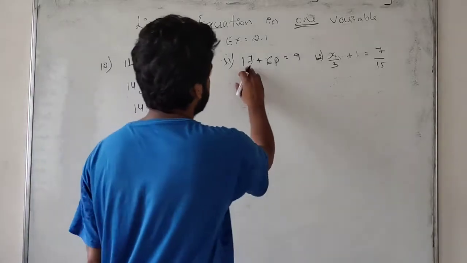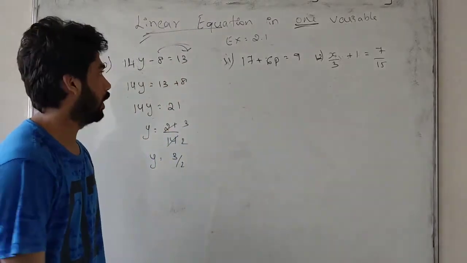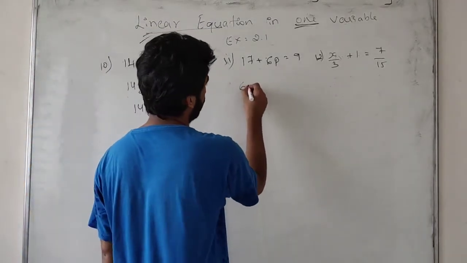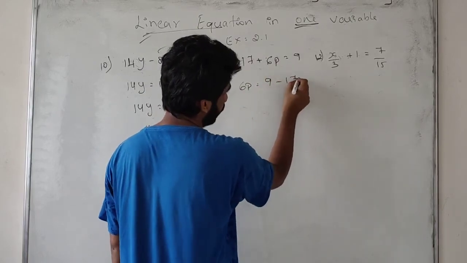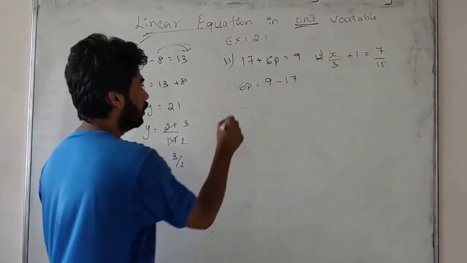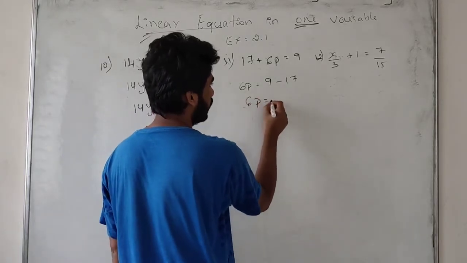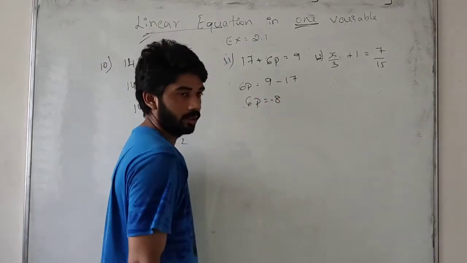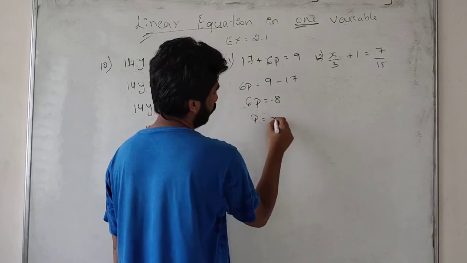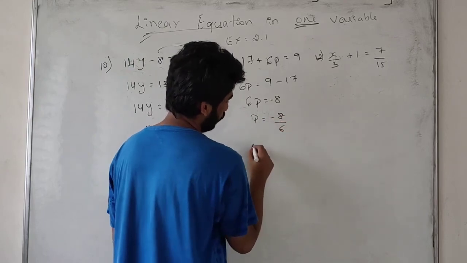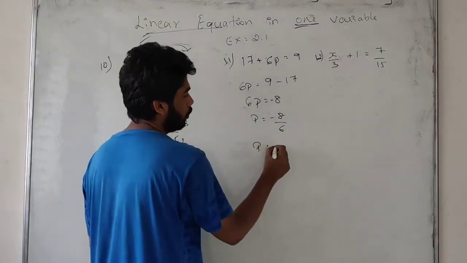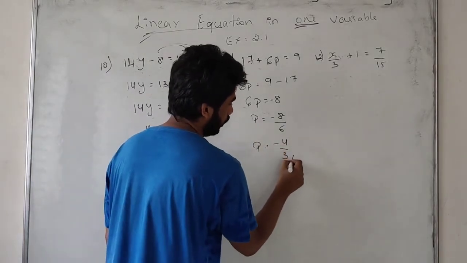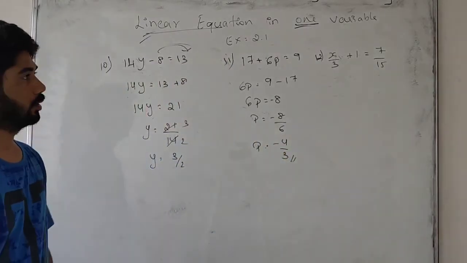Next one, 17 plus 6p is equal to 9. So here we keep 6p on this side and take 17 to the other side, and the plus becomes minus 17. Okay. 6p is equal to 9 minus 17, which is minus 8. So p is equal to minus 8 by 6. So we divide both sides by 2, 2 fours are 8, so we get minus 4 by 3. This is the required answer.